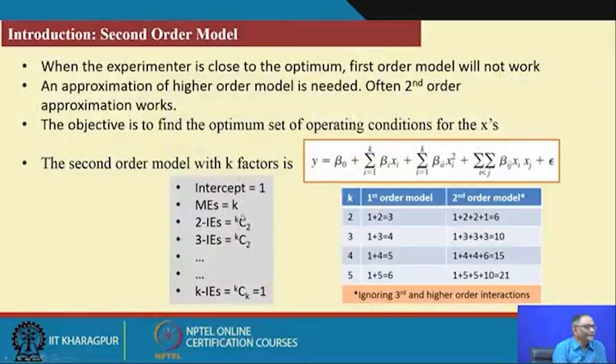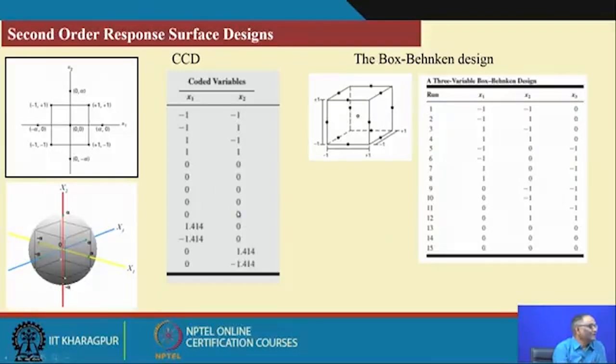So, if you go for a 2 factor case, what is the second order model requirement? 6 parameters to be estimated. Here the distinct points are 4 factorial points, 1 center point, and another 4 axial points. From this figure you see 1, 2, 3, 4, 5, 6, 7, 8 plus the central point 9. So, 9 unique points are there, and we require 6 parameters to be estimated. So, the number of observations is sufficient to estimate the parameters including errors.